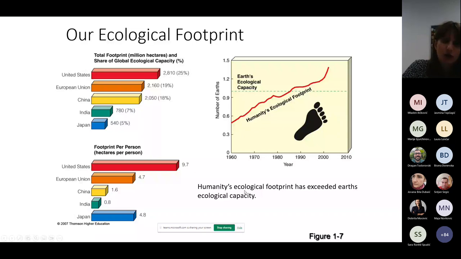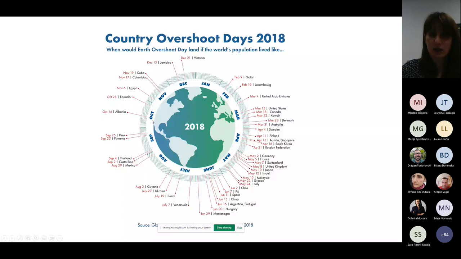And let's look at the ecological footprints of humanity and different countries. So how much of the world's human carrying capacity goes to particular countries? As we can see, most of it goes to the United States, the European Union, China, and Eastern countries are not spending such a huge amount of resources. We exceeded carrying capacity in 1992.